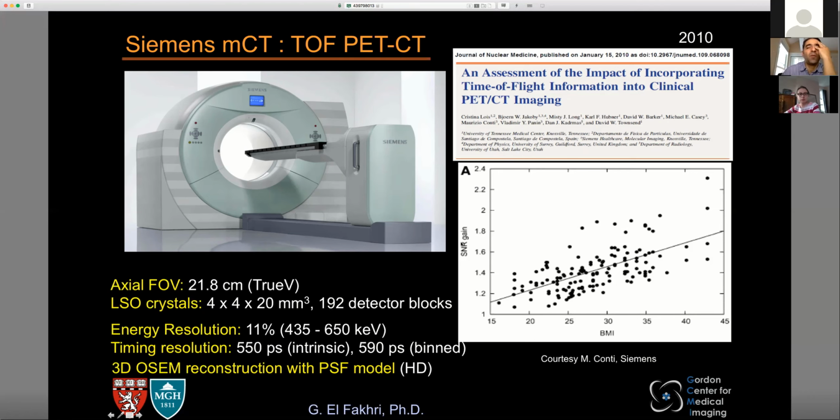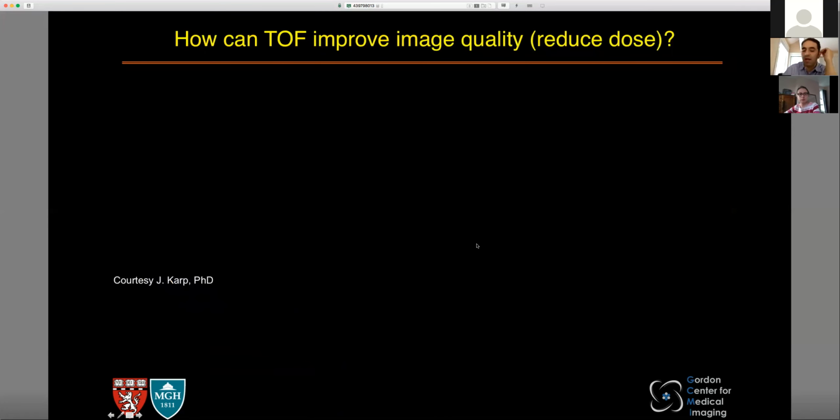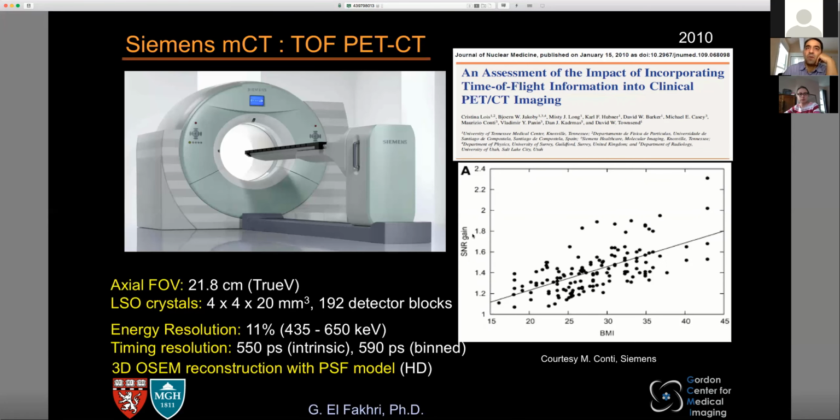Actually, the units for the y-axis is signal to noise ratio gain, meaning that's the signal to noise ratio you get with time of flight divided by the signal to noise ratio you get without time of flight. So you can see that in the worst case scenario, you get 1, there's no gain. And then as you go up, you have more and more gain. And note that as we get larger in terms of patient size, we have bigger gain.